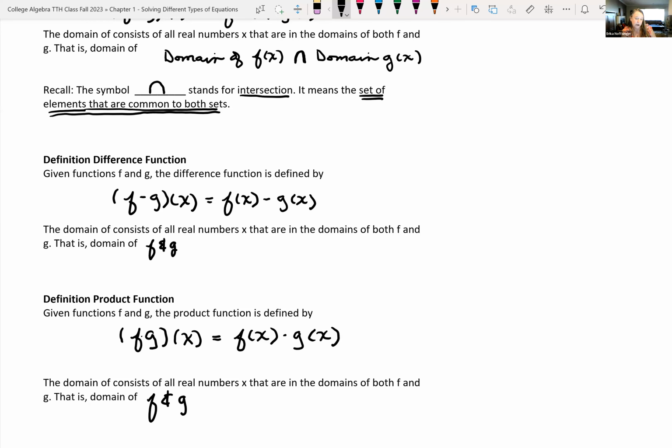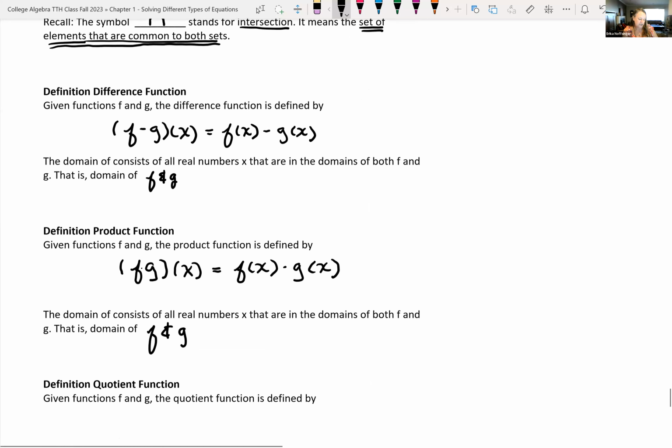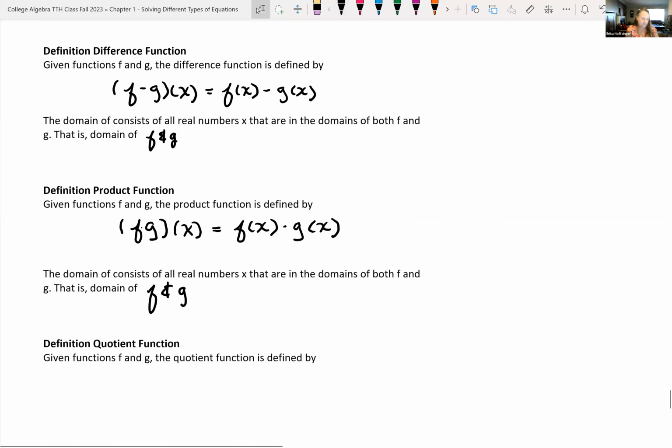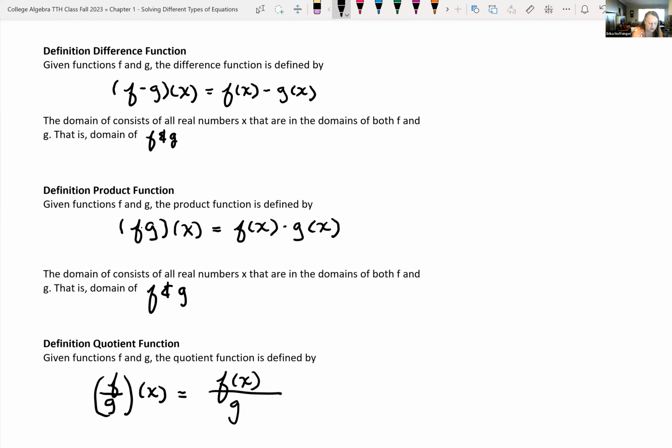And the last scenario is taking the quotient of two functions. So given functions f and g, the quotient of a function is defined by, we can write it as f divided by g of x, which means I'm just looking at my equation f of x divided by my equation g of x. So this is the one that we actually have to be careful with. There's a little more stipulation than the domain of the ones above. In this case, g of x cannot equal 0. We can't divide by 0.